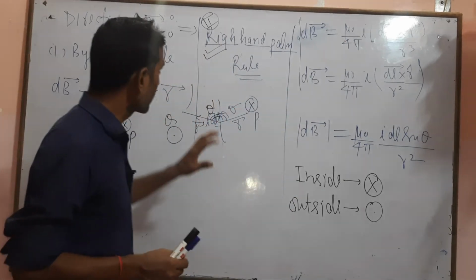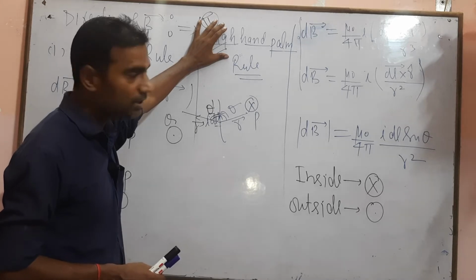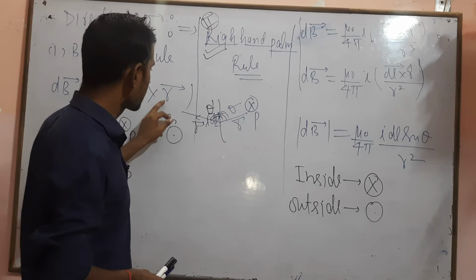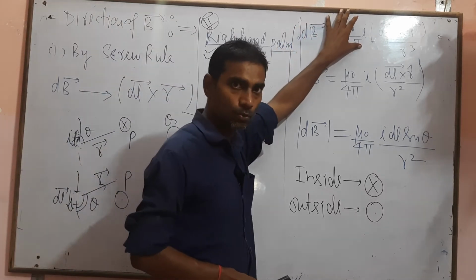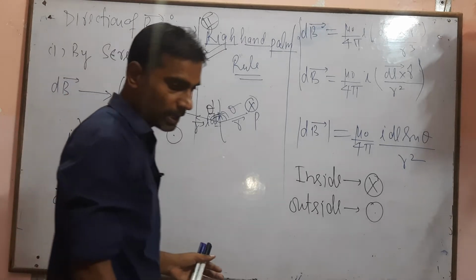In that case we cannot use the right hand rule. The right hand rule cannot be used; we use the screw rule. By the screw rule, a cross b, this is 100% true. Okay, now let us move on to the next point.